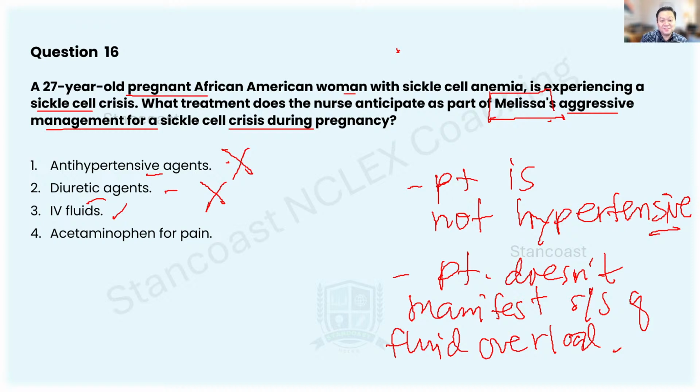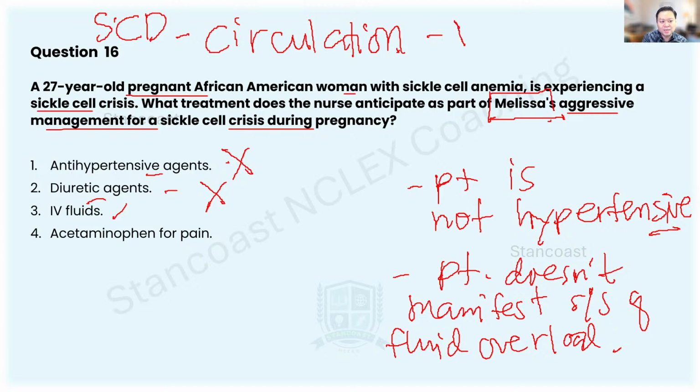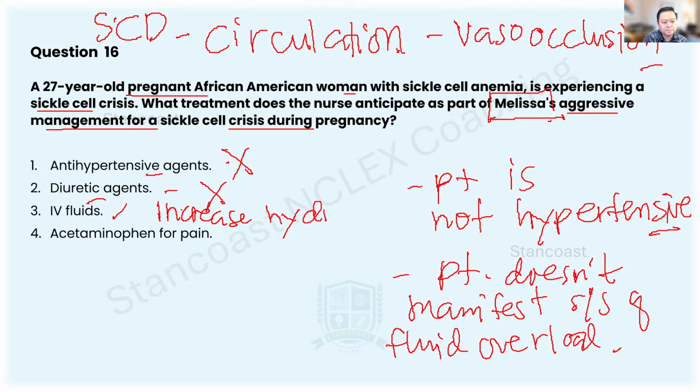Do we need to have IV fluids? Of course. Crisis, guys. We have our priority. Circulation issue. Our problem in SCD is circulation, vaso-occlusion. That is a priority problem that we need to address. We need to dilute the blood. Make sure that you increase hydration. That is our goal. We need to do that.